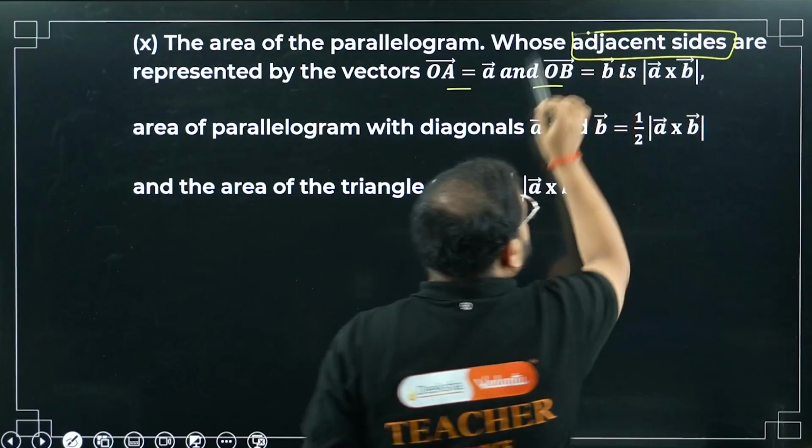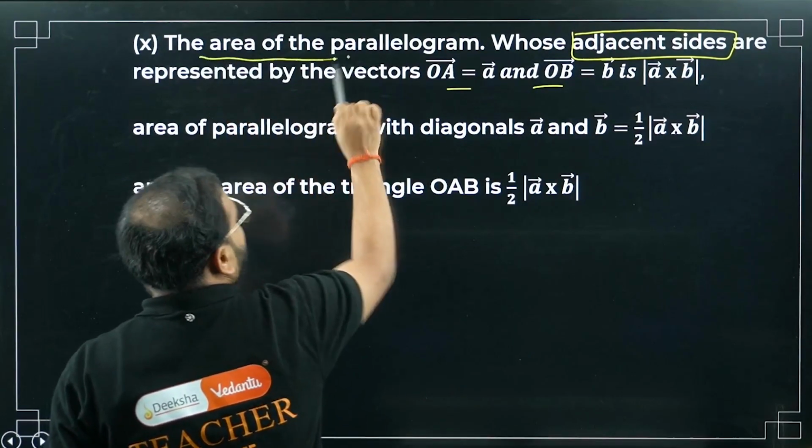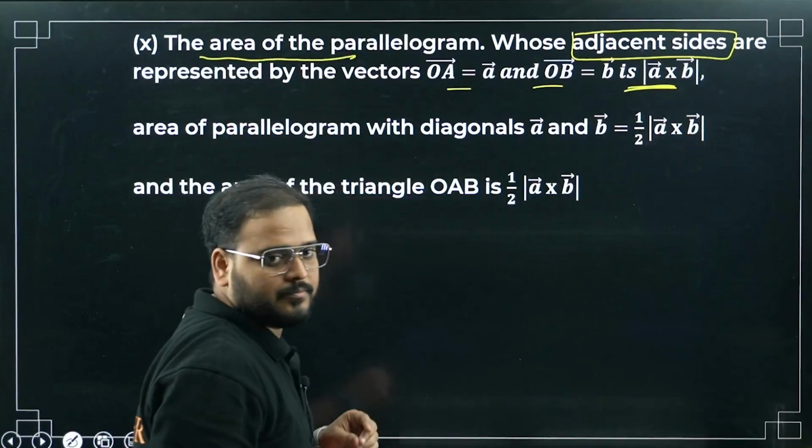Which sides? The adjacent sides of the parallelogram. Then I can say the area of the parallelogram will be given by simply the magnitude of the cross product.